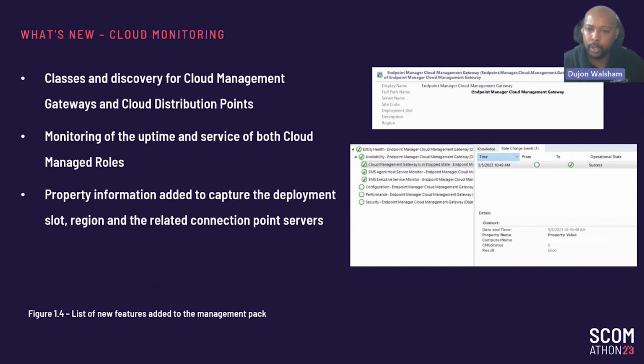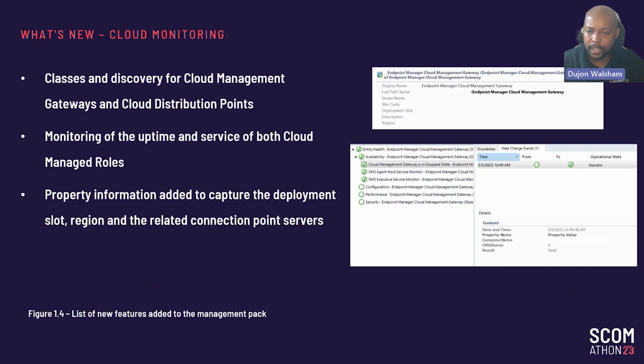In terms of the monitoring, this follows looking at the running and activity state of the cloud management gateway or the cloud distribution point. If these services stop for whatever reason, then it will be flagged and you will get a critical alert in the active alerts to show that that particular role is down. And this is a lot of the goals in terms of developing this management pack, especially to bring in different integral roles that will affect your environment.